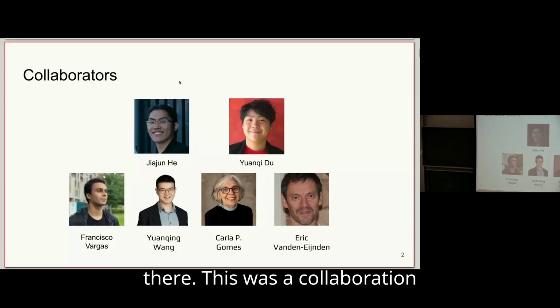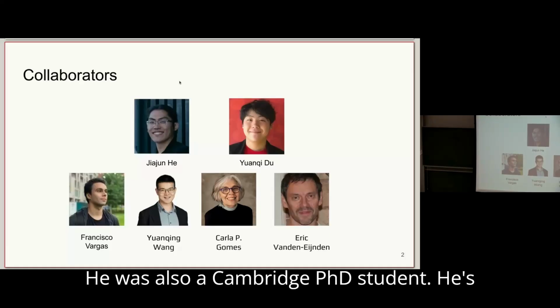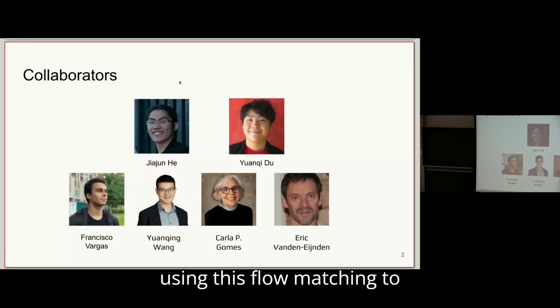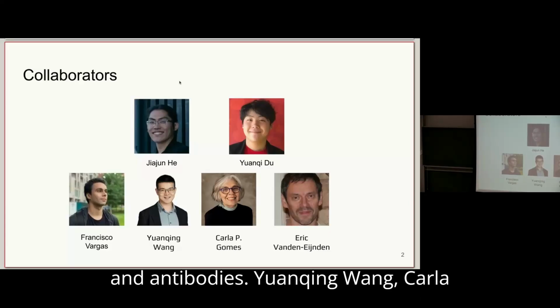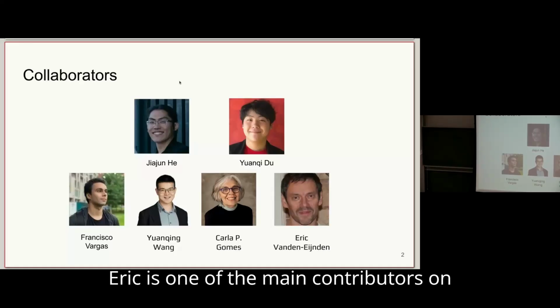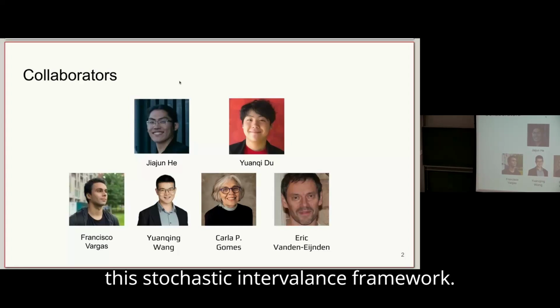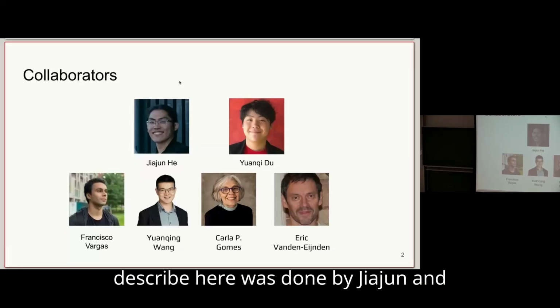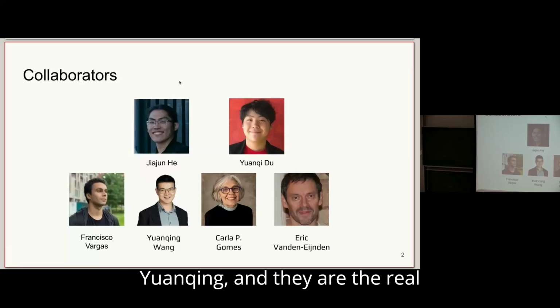This was a collaboration with several people. Yayun He, who is one of my PhD students, Yuanqi Du, Francisco Vargas, he was also a Cambridge PhD student. He's now working at this startup, Xaira, that is using this flow matching to generate proteins and amino acids and antibodies. Joaquin Wang, Carla Gomez, and Eric Vanden-Eijnden. Eric is one of the main contributors on this stochastic interpolants framework. And most of the work that I'm going to describe here was done by Yayun and Yuanqi, and they are the real contributors here.